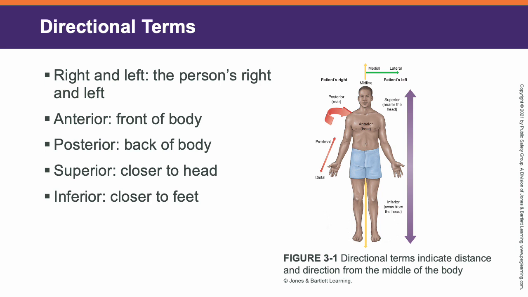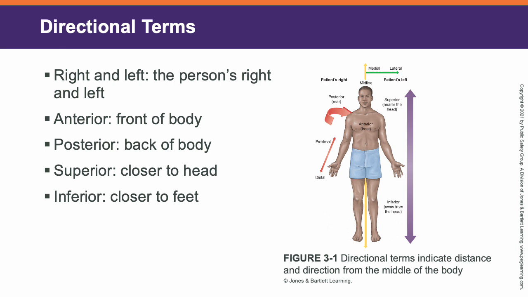Okay. Next, we're going to talk about anterior and posterior. Posterior is referring to the rear of the body, so the back is on the posterior side of the body. Anterior is referring to the front, meaning the chest is on the anterior side of the trunk. Okay. Superior and inferior. Superior refers to closer to the head, whereas inferior refers to closer to the feet.